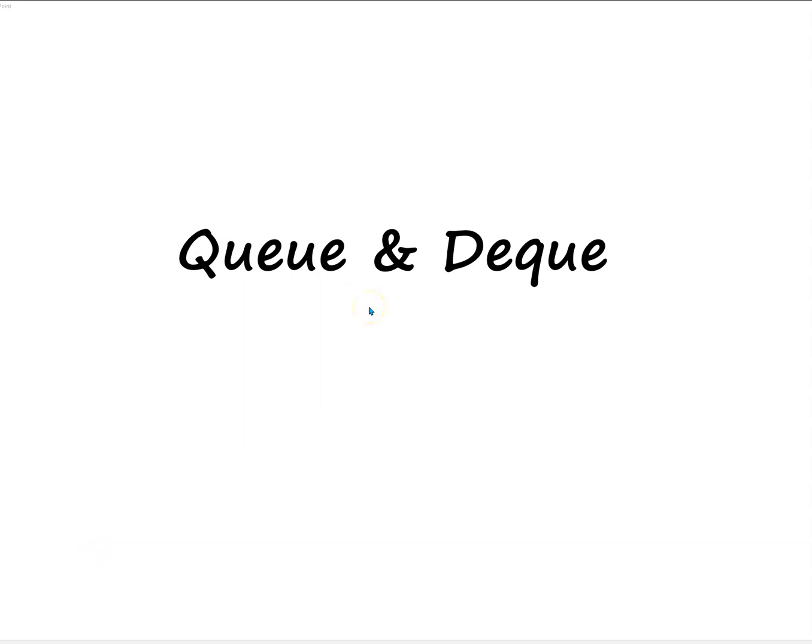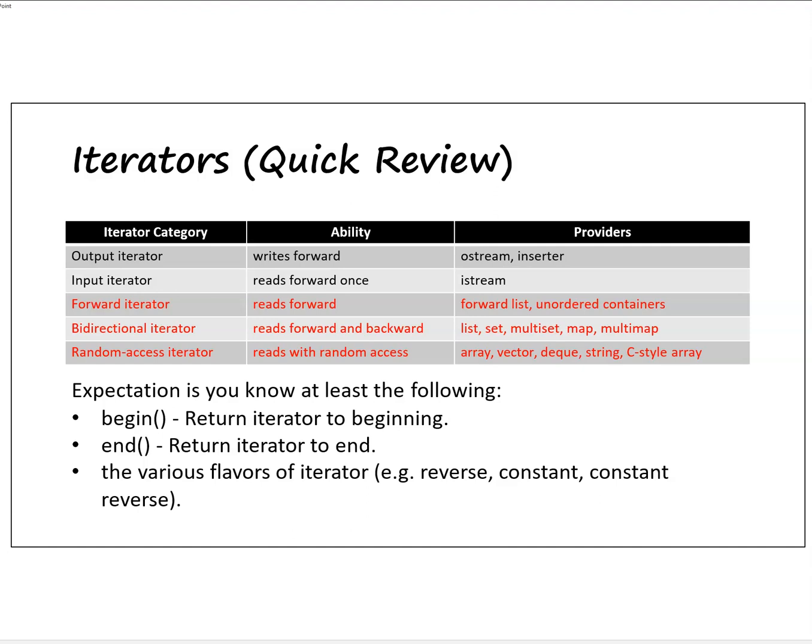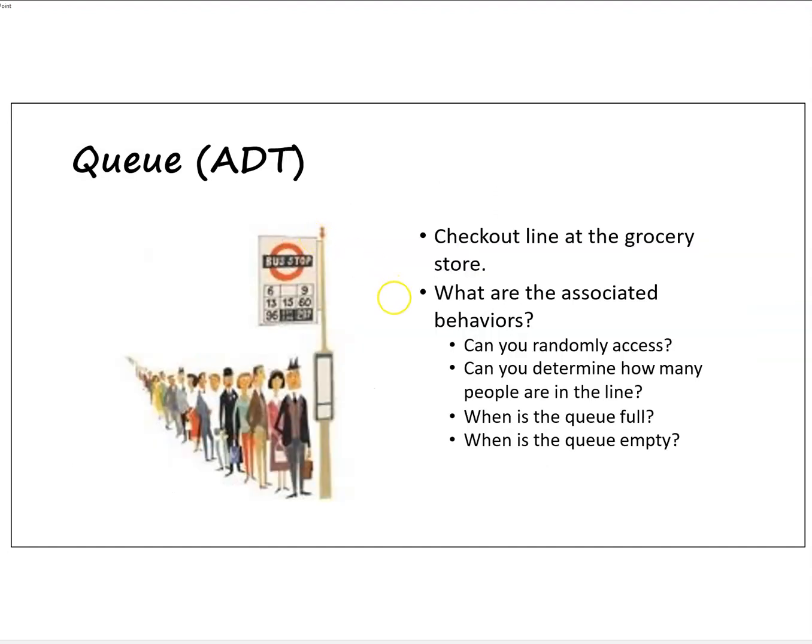In this video, we're going to talk about queues and deques. So a queue, a good example is a checkout line. And what are the behaviors? Can you randomly access it? Not if you don't want to get punched. Can you determine how many people are in the line? Yes. When is the queue full and when is it empty?